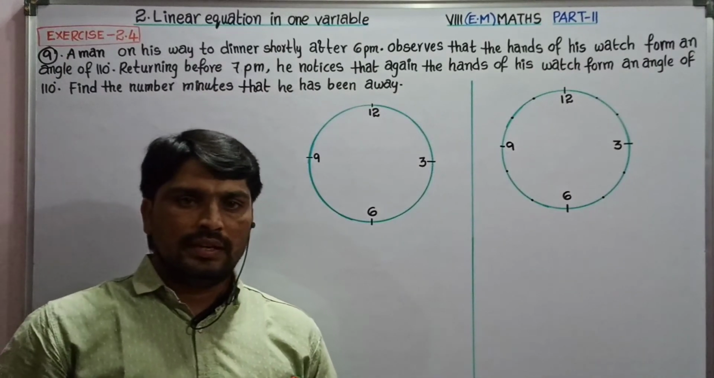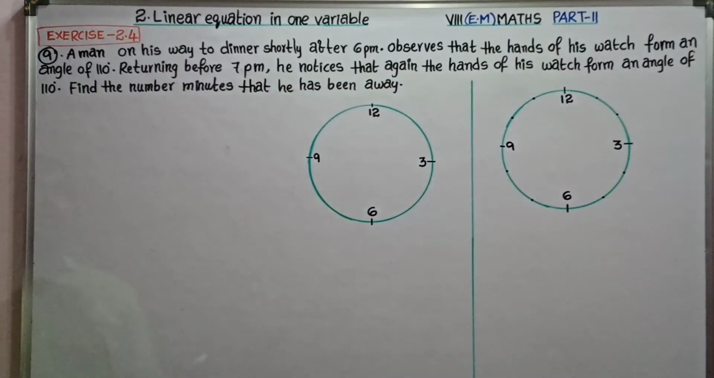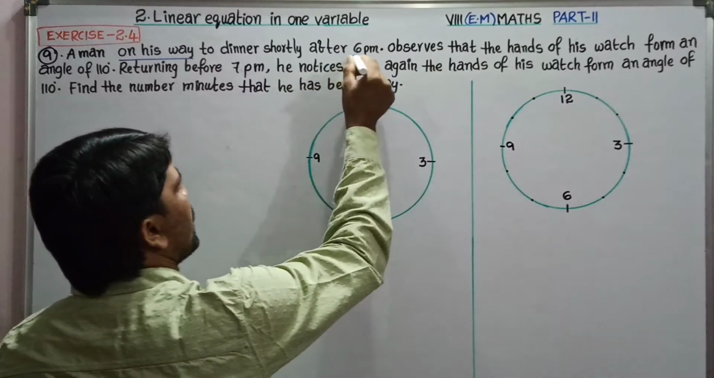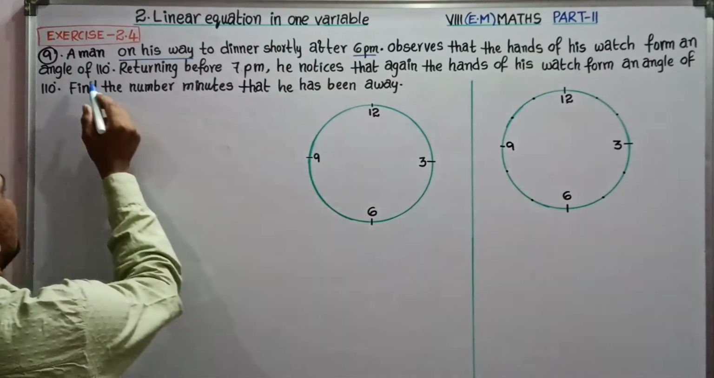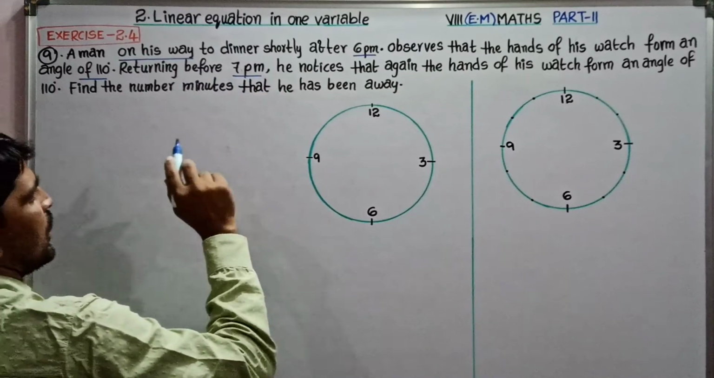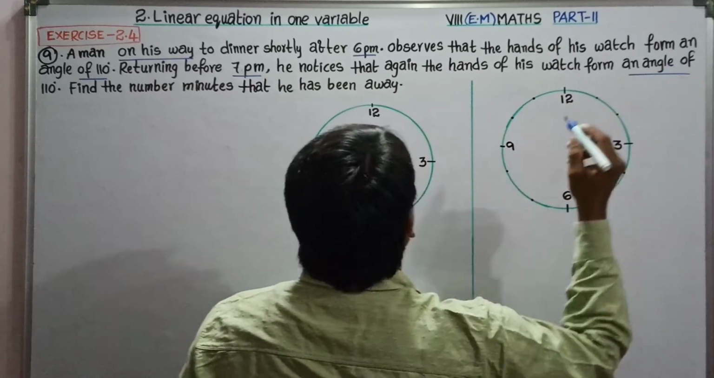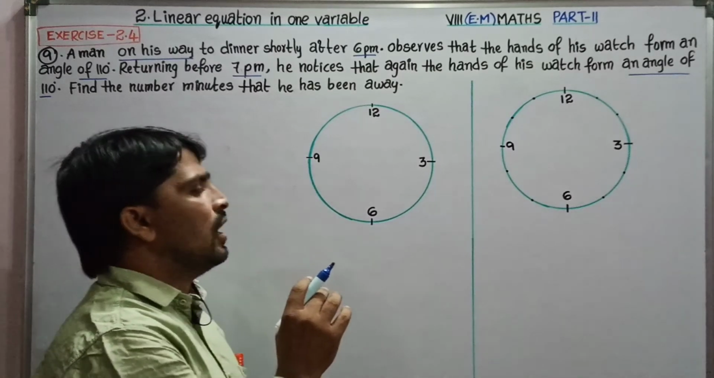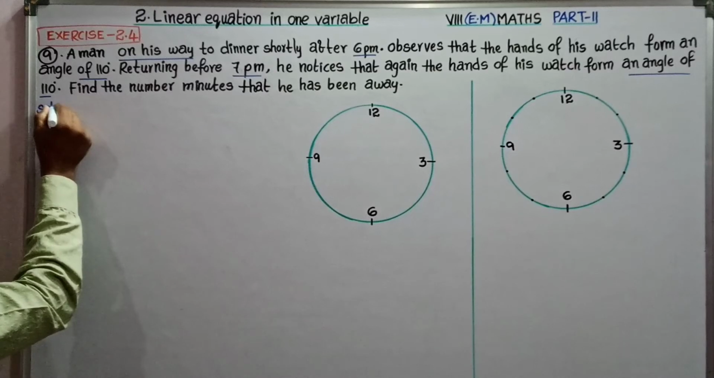Next question, and last question of exercise 2.4, that is the 9th one. A man on his way to dinner shortly after 6 p.m. observes that the hands of his watch form an angle of 110 degrees. Returning before 7 p.m., he notices that again the hands of his watch form an angle of 110 degrees. Find the number of minutes that he has been away for his dinner. Okay, let us see the solution.